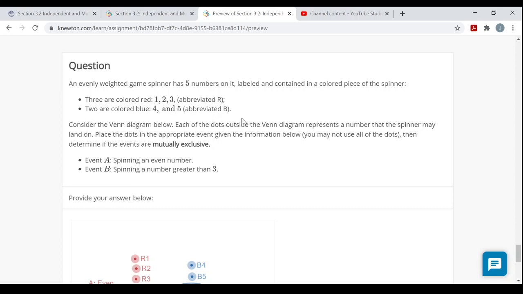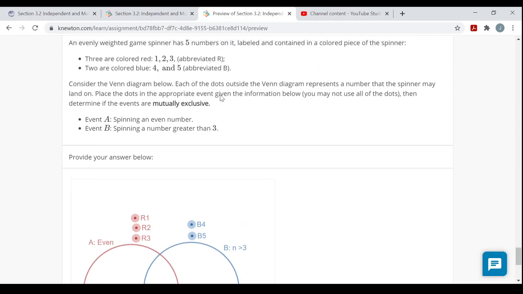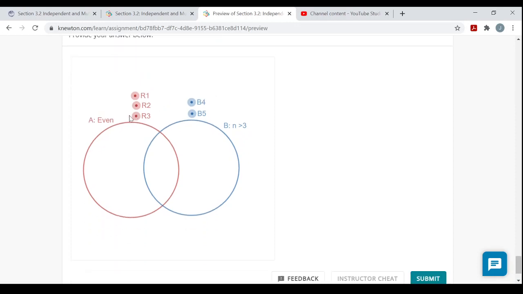So consider the Venn diagram below. Event A is spinning an even number. Event B is spinning a number greater than 3, so just 4 or 5. Then put things in the appropriate places. The overlap has a spin of a number that's even and greater than 3. Well, the only even number greater than 3 in this 1 through 5 is 4. If you spun the blue 4, that's both even and a number greater than 3.